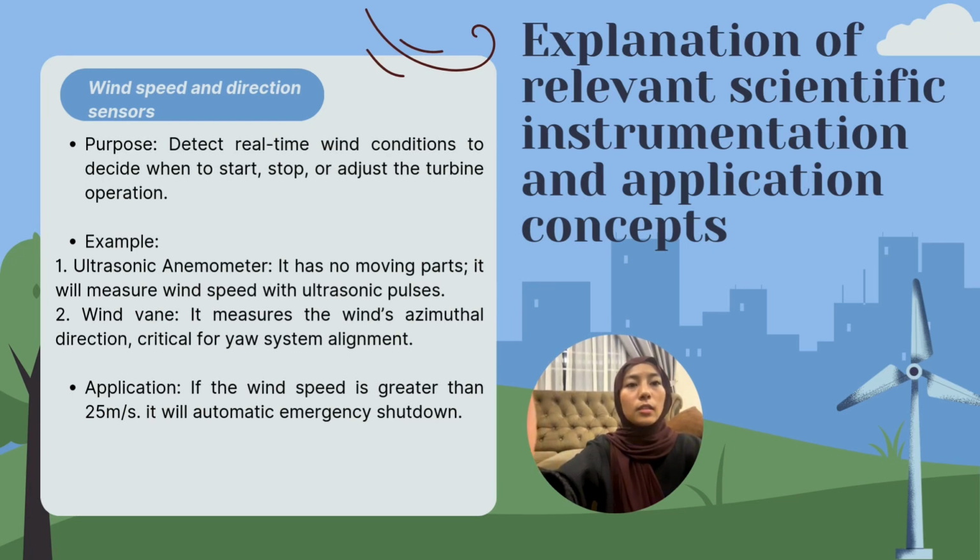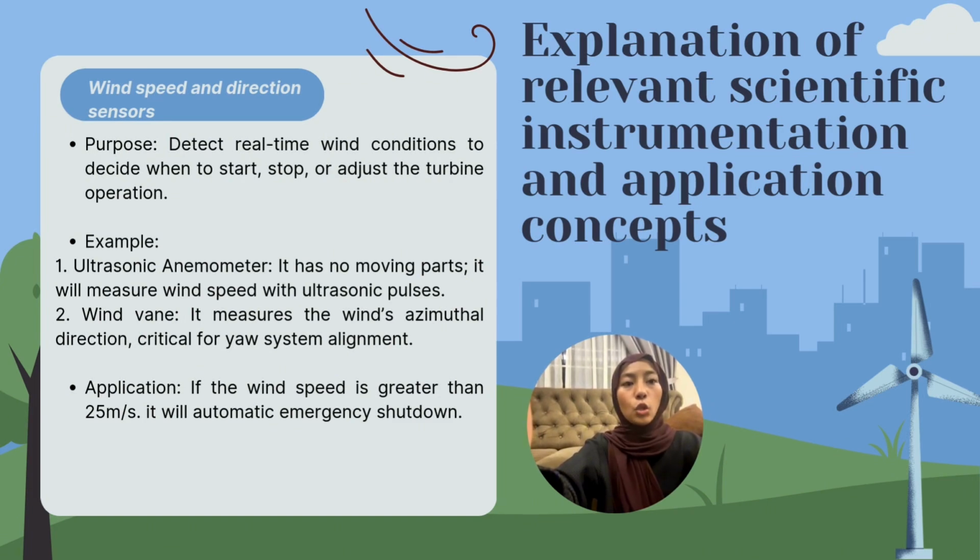Number 1 is the wind speed and direction sensors. The main purpose is to detect the real-time wind conditions to decide when to start, stop, or adjust the turbine operation. The example is ultrasonic anemometer.